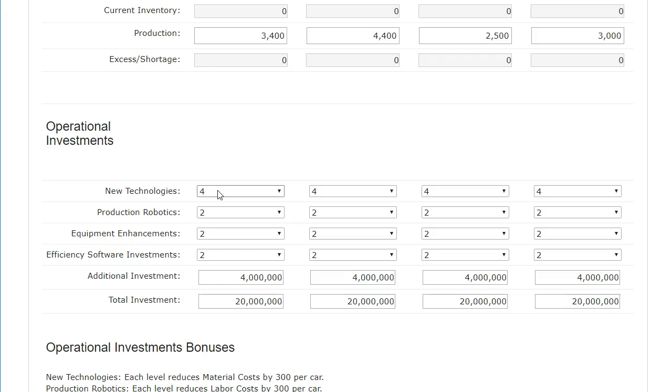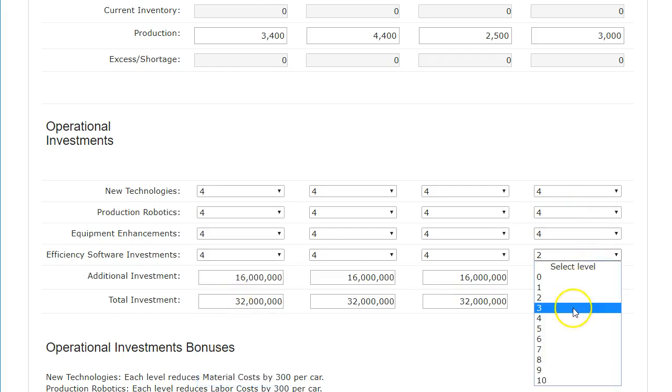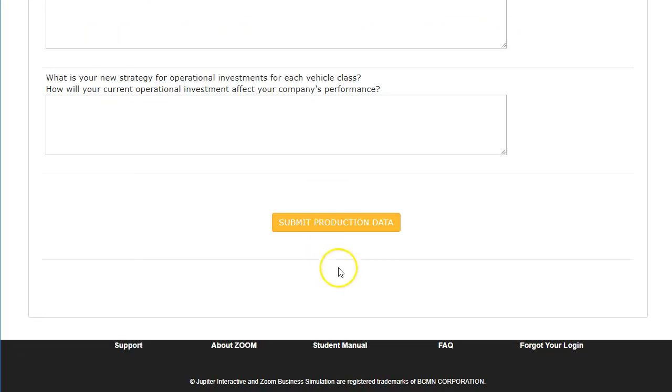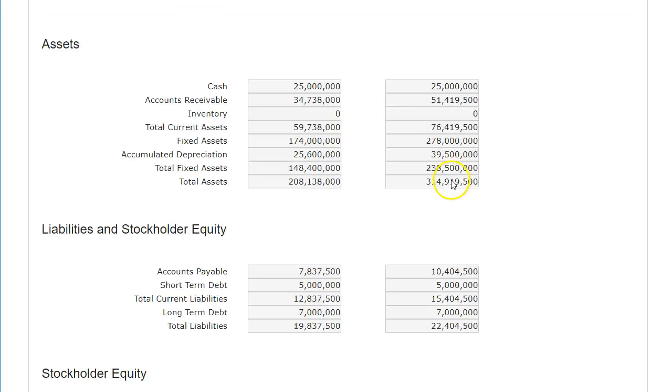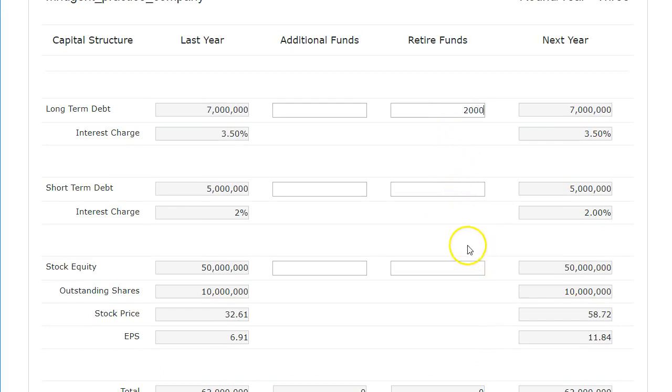So here with the operational investments, I'm trying to double them every round because I get 100 points for doubling them. And so I'm going from level 2 to level 4. So I started round 1 at level 1, and I went to round 2 at level 2, and now I'm going to round 3 at level 4. So I can maximize my points on operational investments, but also help to reduce my costs so I can maintain my profit levels. And I have some extra money, so I'm going to pay down some debts and buy back some stock.